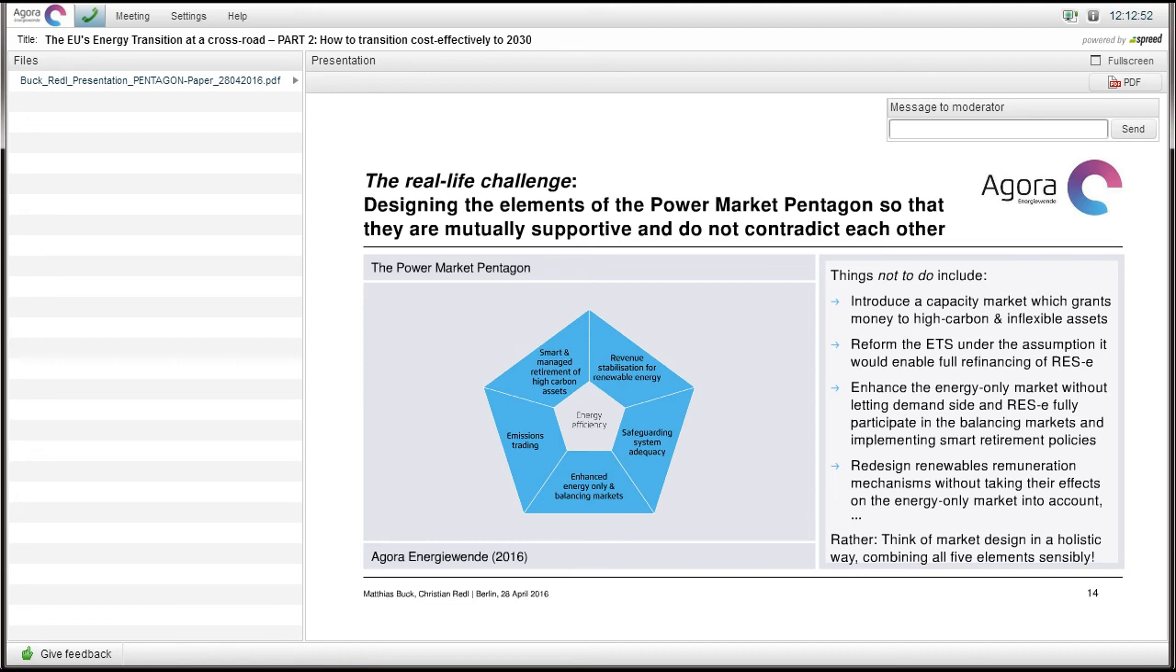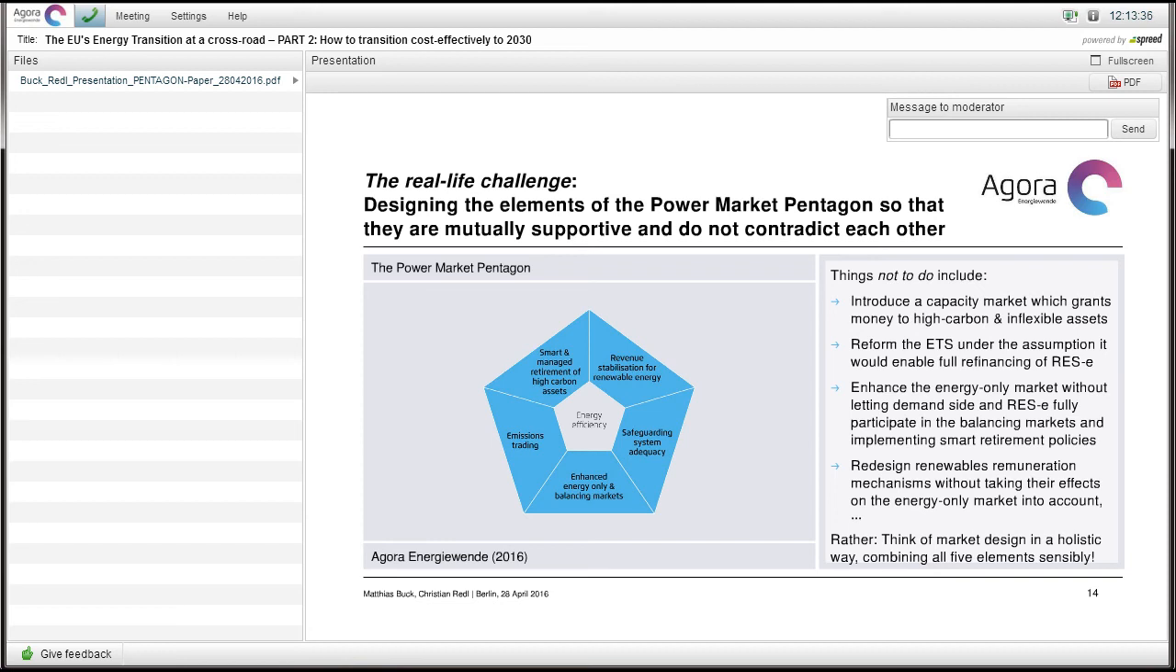The ETS should not be reformed on the assumption that it would then be able to fully refinance renewables, as the costs would be too high. Finally, of course, energy-only markets should also be enhanced, but without including the demand side or renewables, this will not be enough for delivering efficient outcomes. And importantly, without implementing smart retirement policies, enhancing the energy-only market will not be able to do the job.